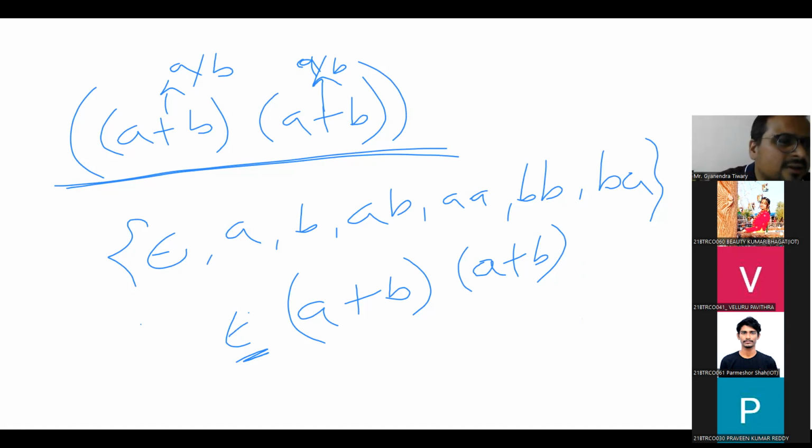Some messages are there: A plus B plus A plus B. A plus B plus A plus B. But epsilon is not getting covered in that, right? Right. Okay, so you can do something like this, right? Okay, fine. So do practice today.